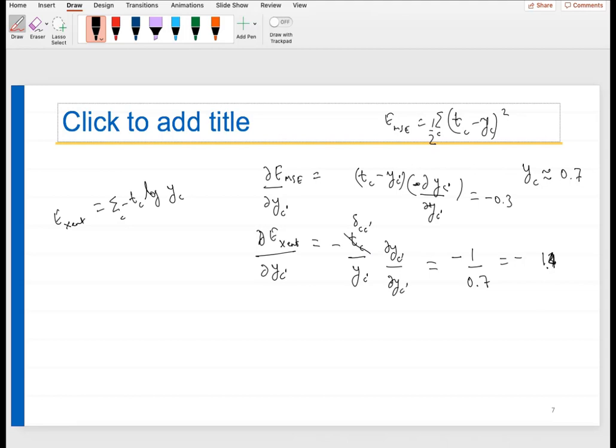Okay, let us consider a case when YC is very close to 0.5, when YC is approximately 0.5. Then what is my dou E MSE with respect to YC dash? Minus 0.5. And what is my dou E cross entropy with respect to dou YC?